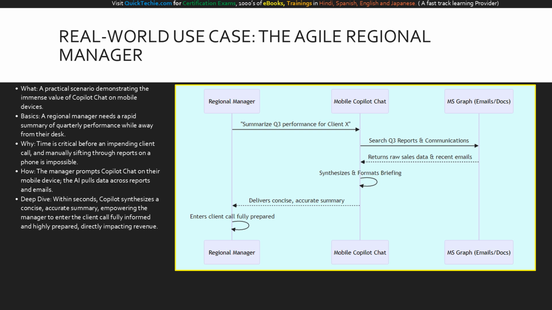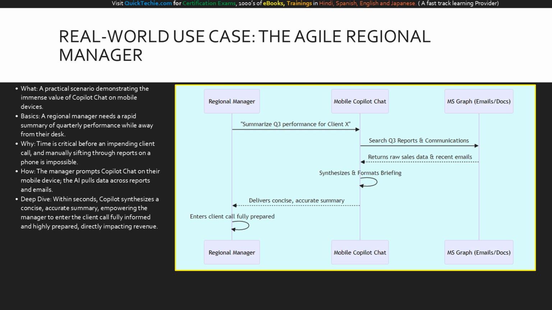Let us trace this real-world scenario step by step using a sequence diagram. It starts on the left with our regional manager submitting a natural language prompt into their mobile Copilot Chat. Copilot immediately routes this request to Microsoft Graph to search through Q3 reports and communications. Graph retrieves the raw, unstructured data, the disparate spreadsheets and email threads, and returns it to Copilot.